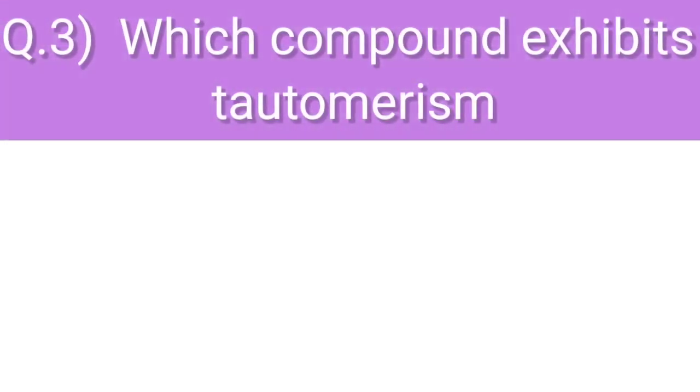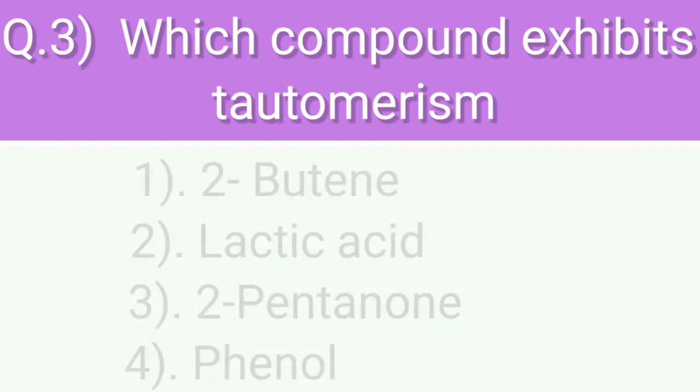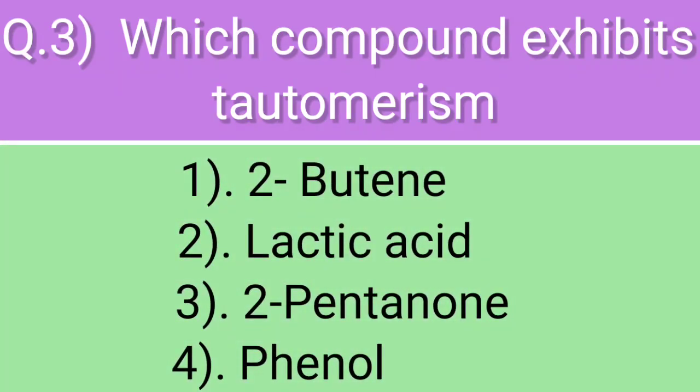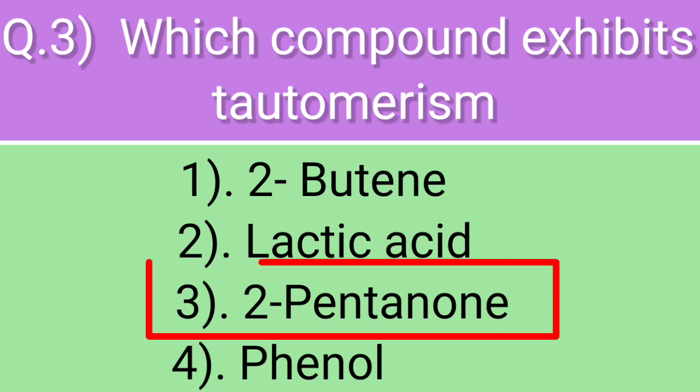Let's move on to the third question. Which compound exhibits tautomerism? The options are 2-butene, lactic acid, 2-pentanone, or option 4, phenol. The correct option of the third question is option number 3, 2-pentanone.